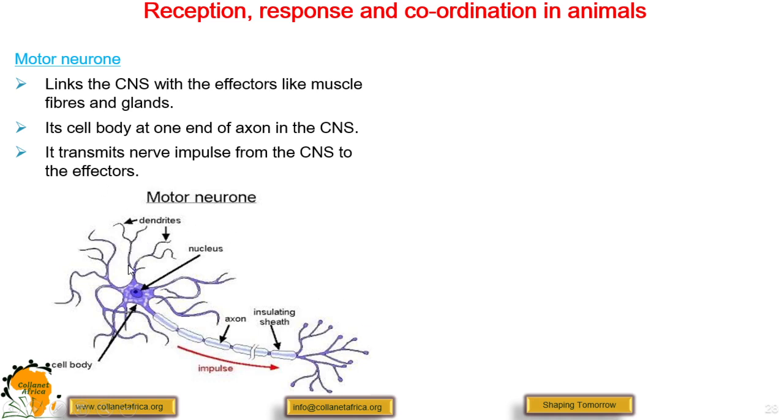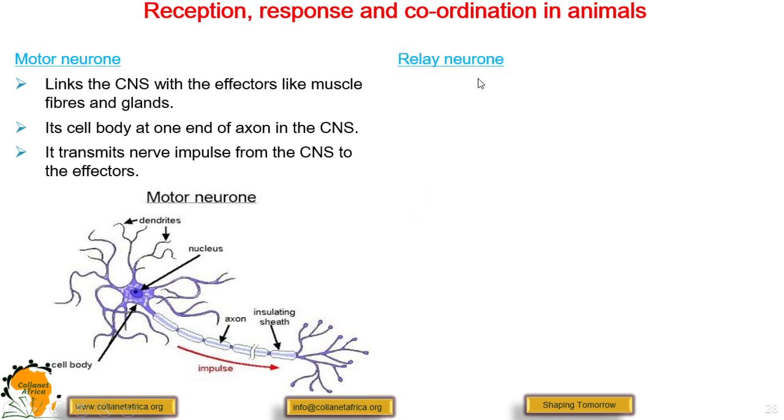For example, when you touch a hot pan, the receptors or the sense organs in the skin will receive that change, and then the sensory neuron will transport that change to the central nervous system. From there, you will drop that pan. So that is the function of the effectors, making you abandon the hot pan.